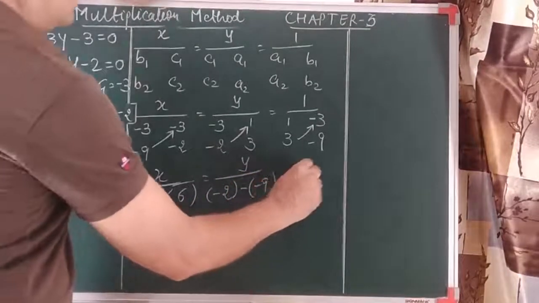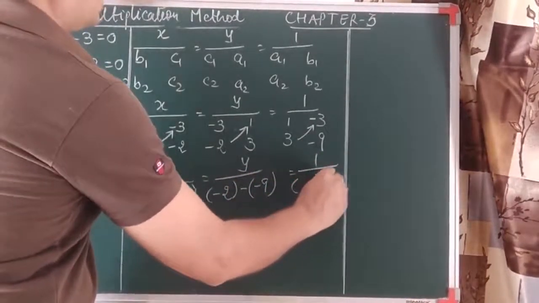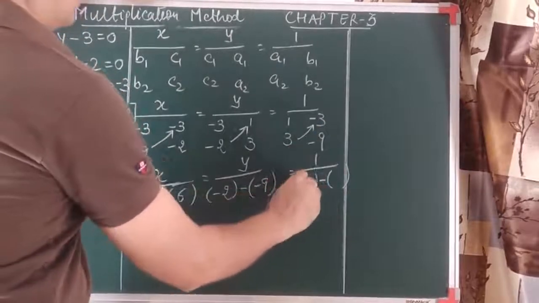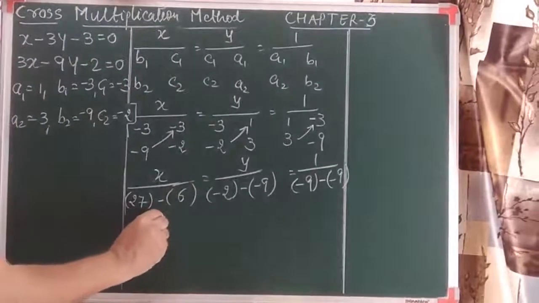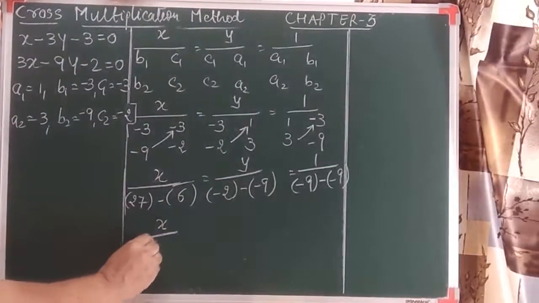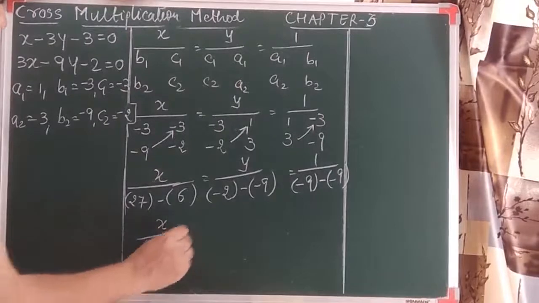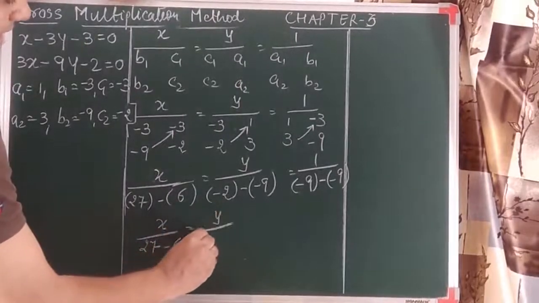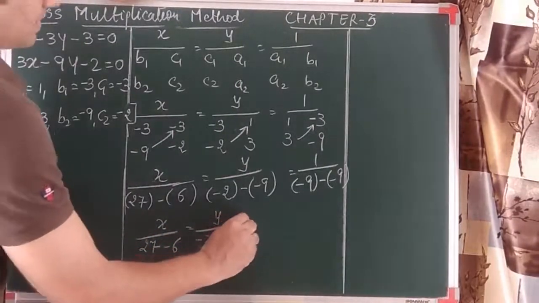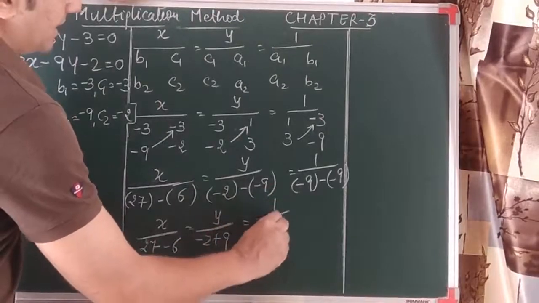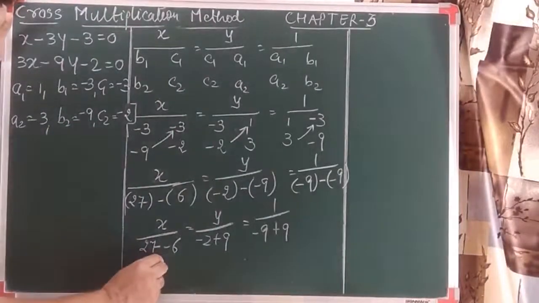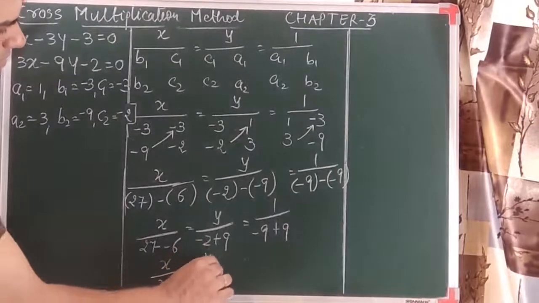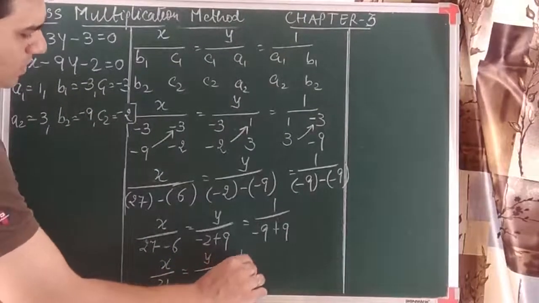And the constant upon, again the order won't change, remember this. 3 3s are 9 and 9 ones are 9. So here it would be x upon 27 minus 6, then y upon minus 2 plus 9, and 1 upon minus 9 plus 9. So now let's see what remains here in the denominator. So that is x upon 21, y upon 7, and 1 upon 0.